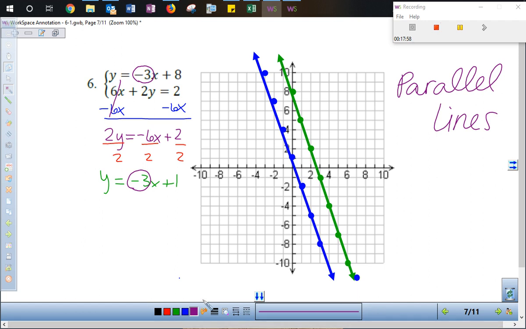Since they're never going to cross, since they never land on top of each other, that means we have no solutions. So spell it out: no solutions. These two lines will never ever meet, and so that means there is no ordered pair that's going to work for both of those equations.